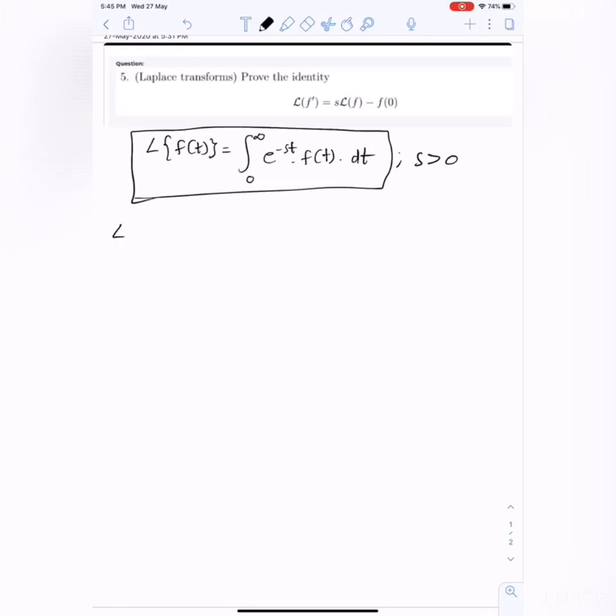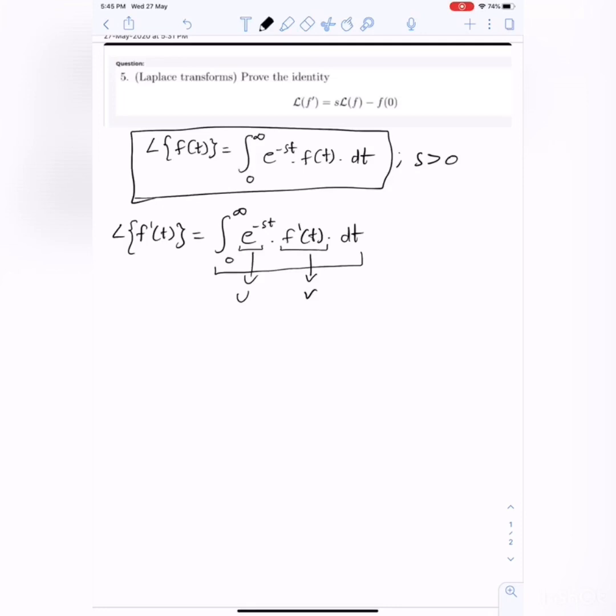So the Laplace transform of f'(t) would be equal to the integral from 0 to infinity of e^(-st) times the given function, that is f'(t), dt. Now to further evaluate this integral, let's try to solve it by using parts. So this contains two different functions. Let me consider this one to be u and this one to be v'.